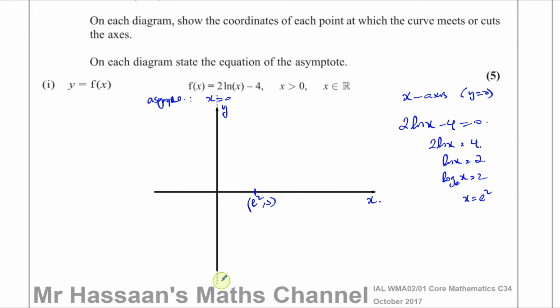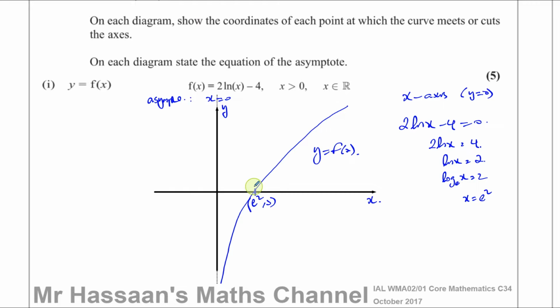So it's going to be a graph that looks something like this. It has that type of shape. This is y equals f of x. That's the asymptote, that's where it hits the x-axis, it never touches the y-axis, and there is the graph.